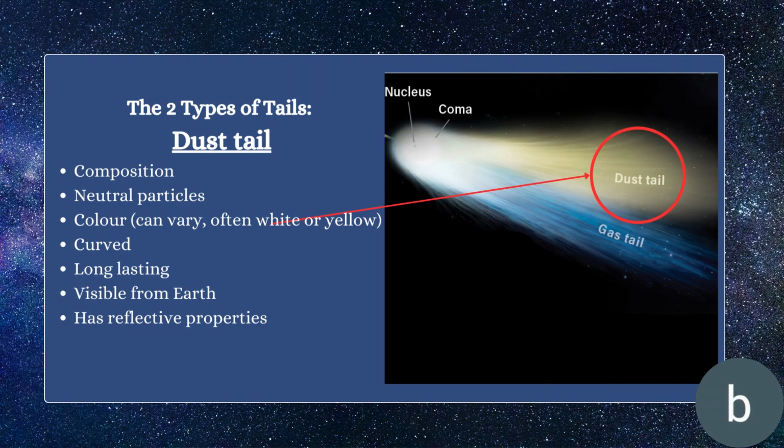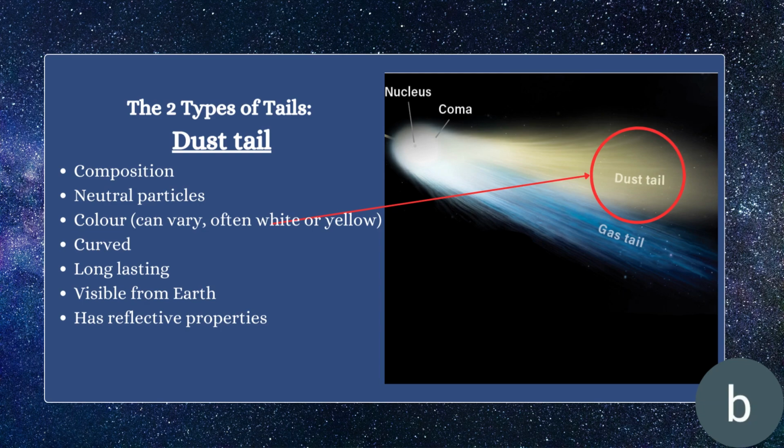The dust tail of a comet consists of fine particles, usually microscopic in size, that are released from the comet's nucleus as it travels along its orbit. These particles are composed of various materials, including silicate minerals and organic compounds. Unlike the ion tail, which is formed by ionized gases and affected by the solar wind, the dust tail is composed of neutral particles. The dust tail is created because of the comet's interaction with the sun.